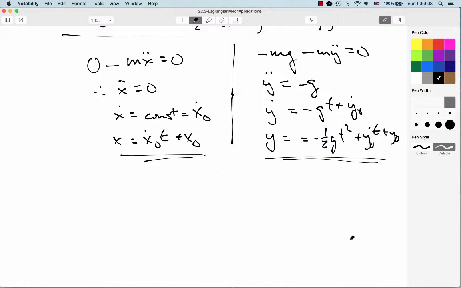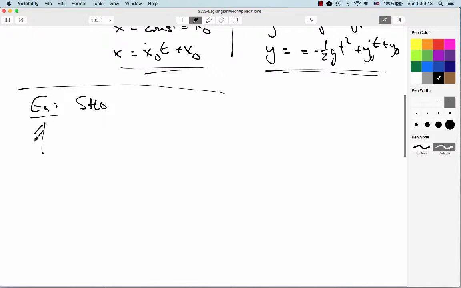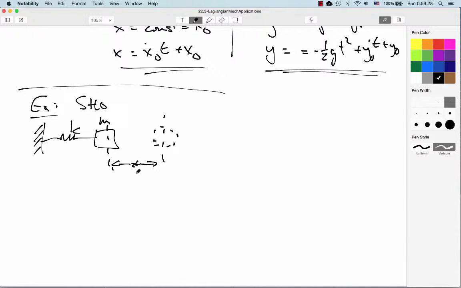All right, let's do another example. Let's do a simple harmonic oscillator. So we've got a wall. We attach to the wall a spring of spring constant k. Attach a mass m. We'll pull it out some distance x and let her rip. Or I should say the position with respect to equilibrium is x, so that's our one and only coordinate.